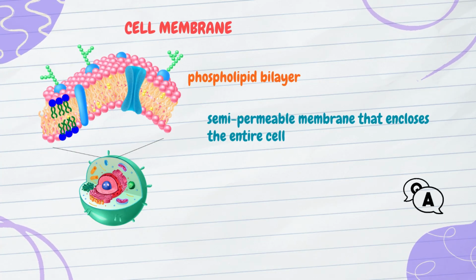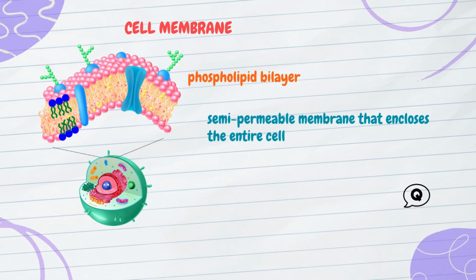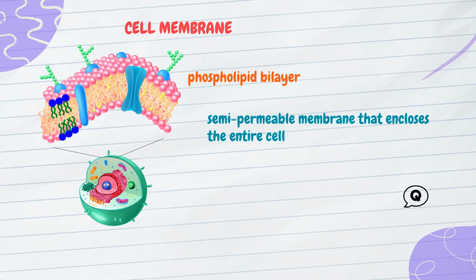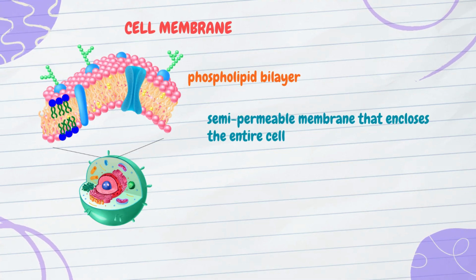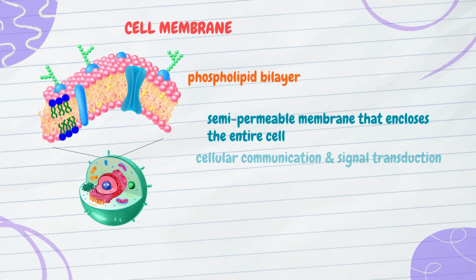Challenge 1. Imagine you're designing an artificial cell. What would happen if the phospholipid bilayer was reversed, hydrophobic heads on the outside? Would the cell survive?